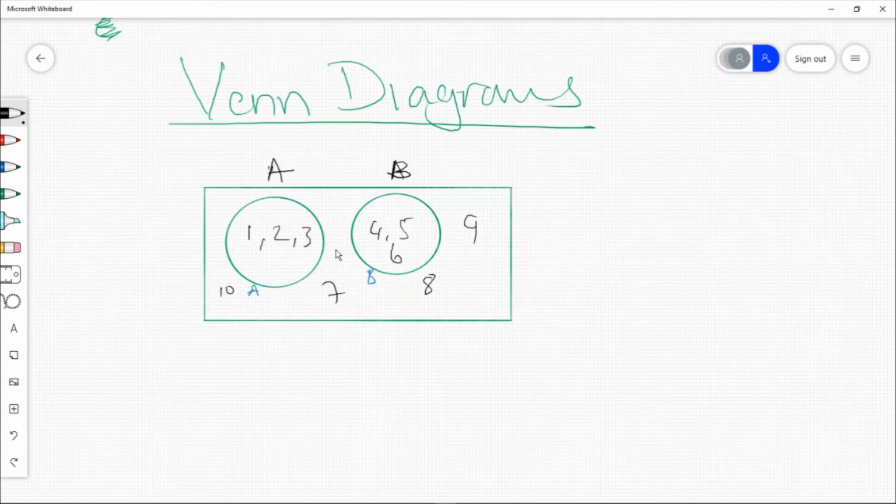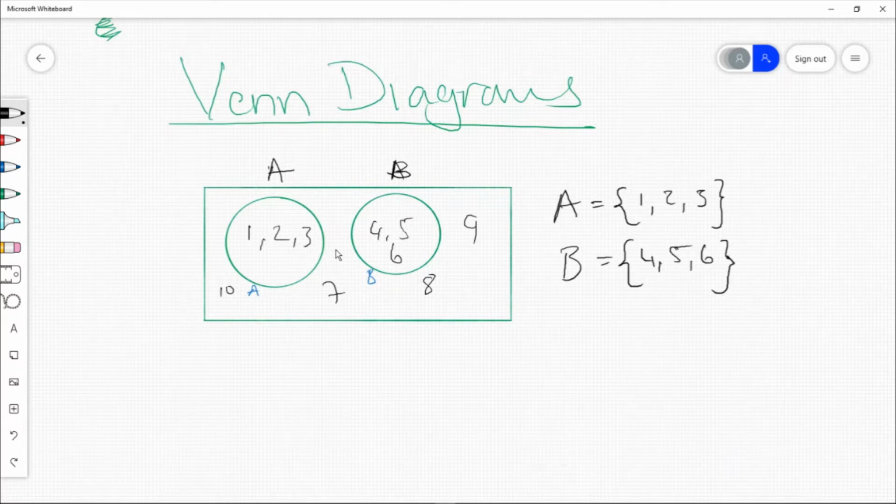If you were to write this down in the format that we had done in video 1, we would say that A has the following elements 1 2 3, and we would say that B has the following elements, which is 4 5 and 6.